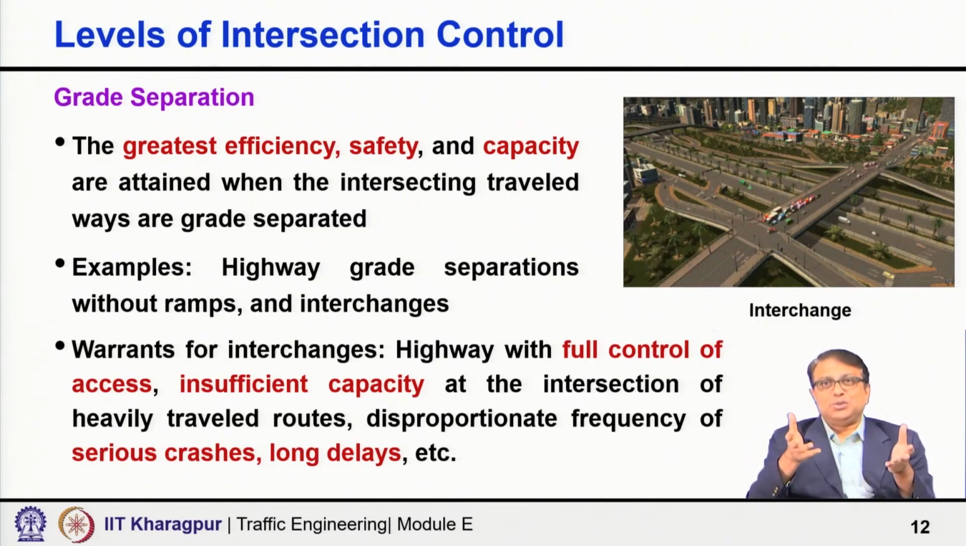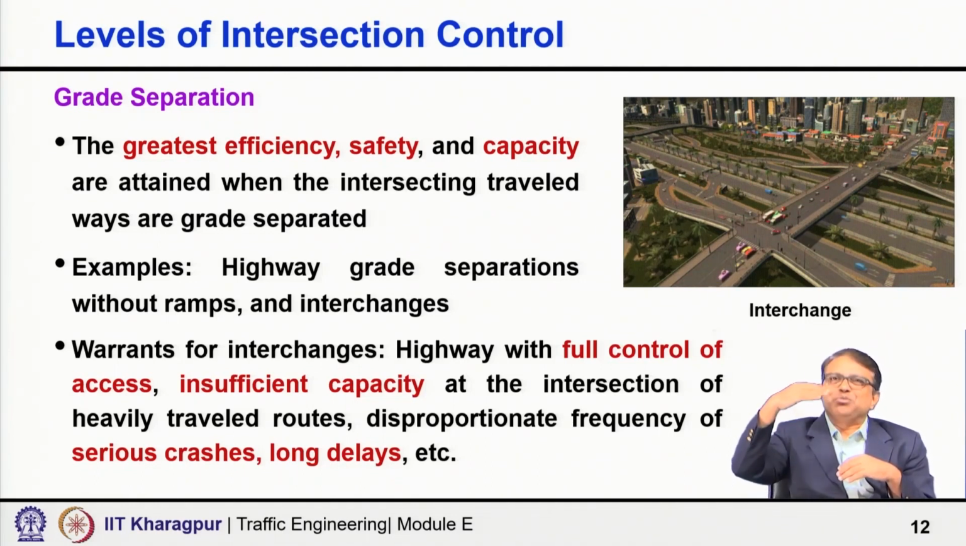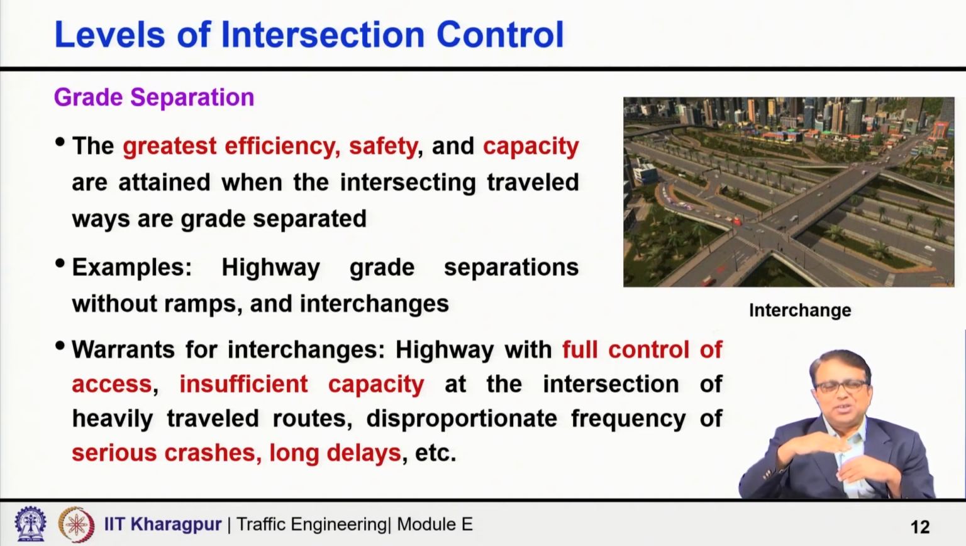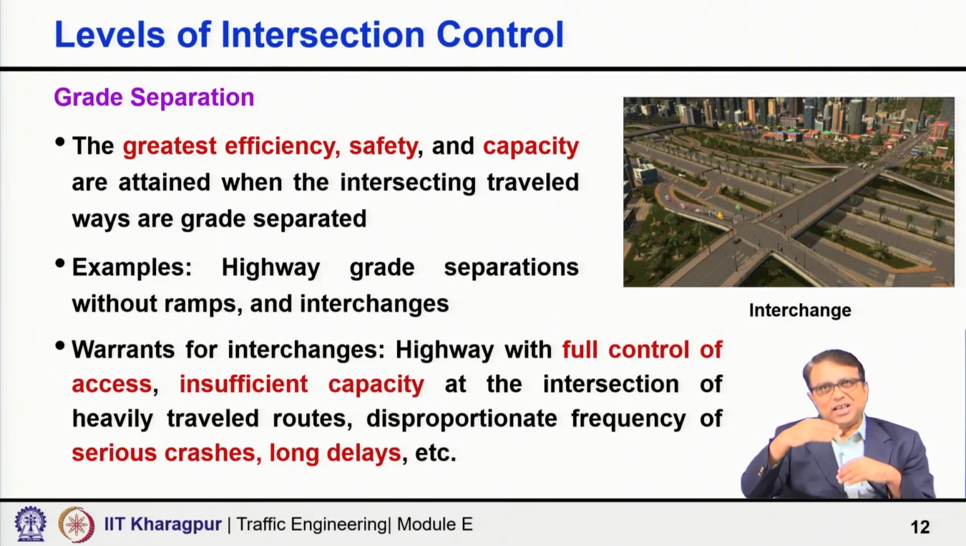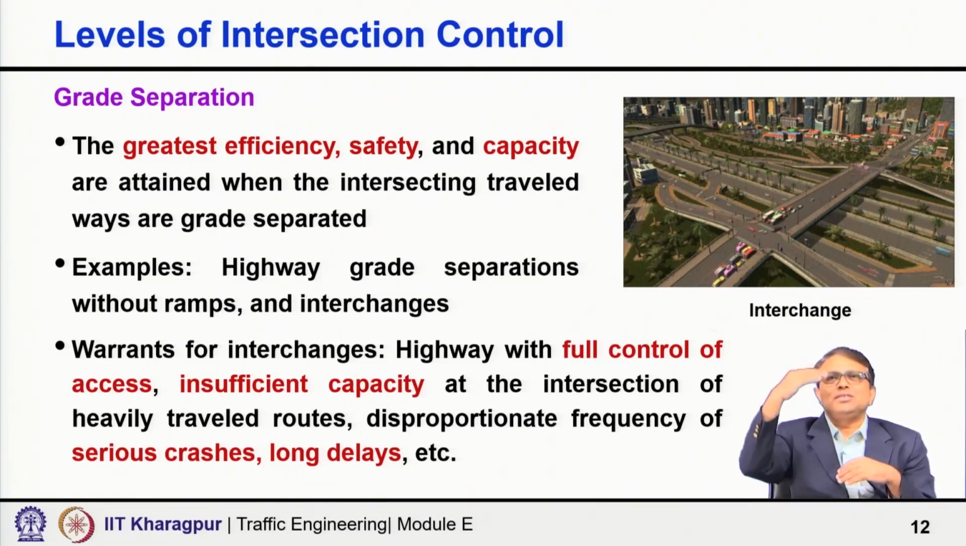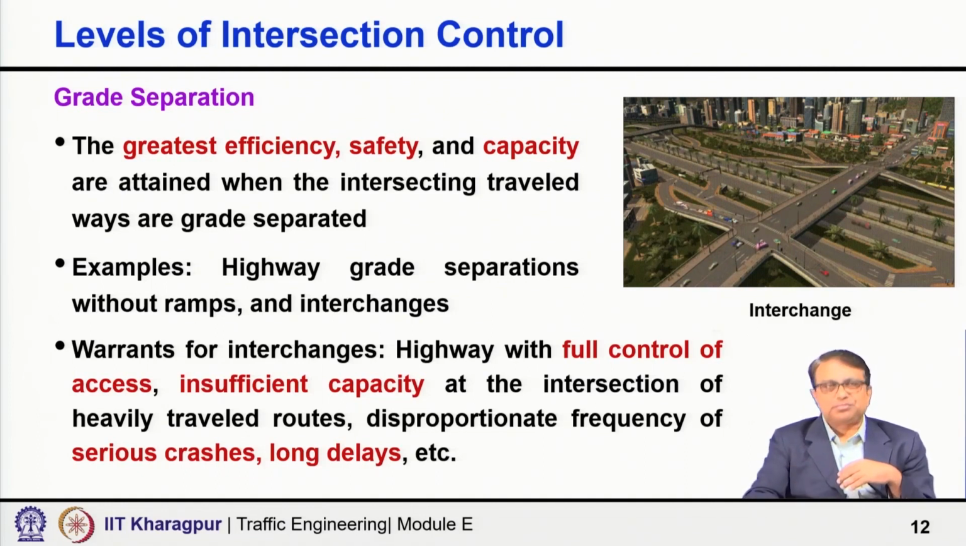But you require larger land. So, land requirement is one issue, cost is another issue. So, not that we will always go for a grade separator, it has to be a step wise improvement. Start with level 1, if it does not work, go to level 2, then go to level 3, fast signalization, and still if it does not work, then go for grade separation.